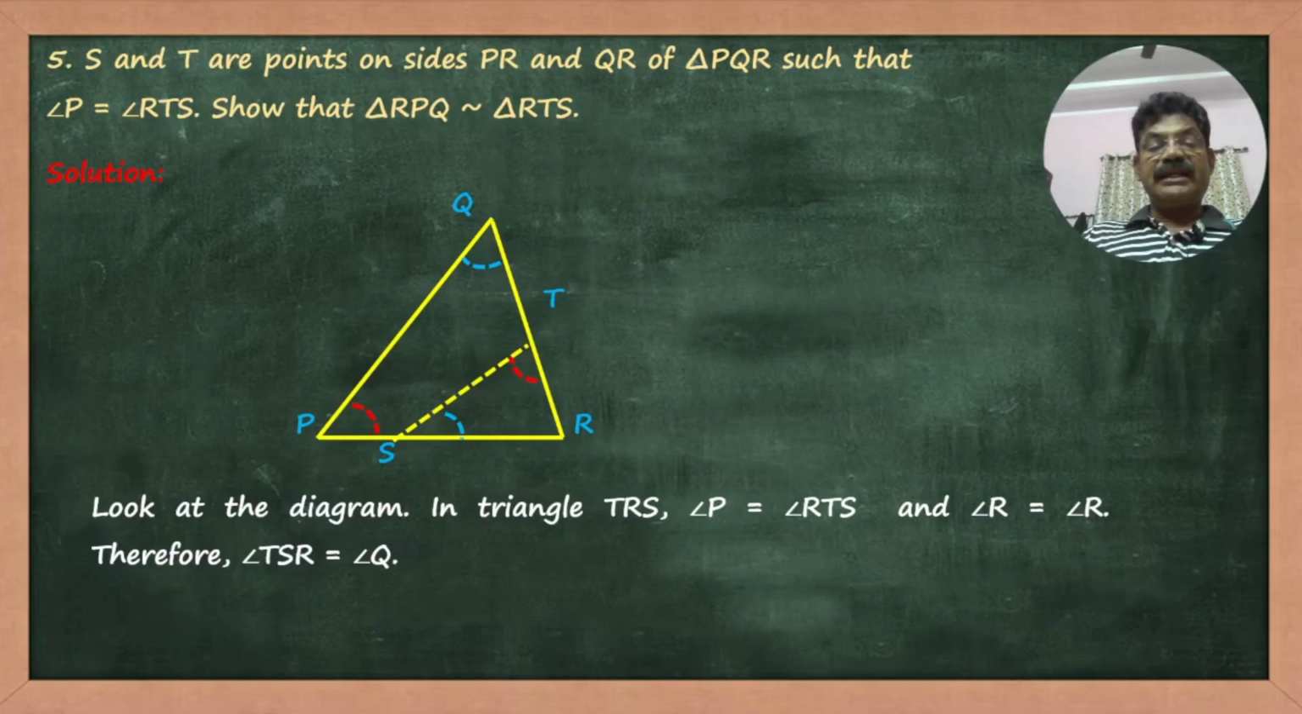Now you look at the diagram carefully. So, angle TSR is equal to angle Q. Therefore, by AA similarity, we have triangle PRQ is similar to triangle RTS.